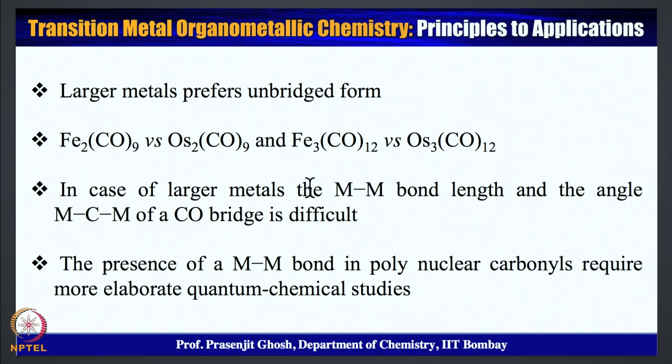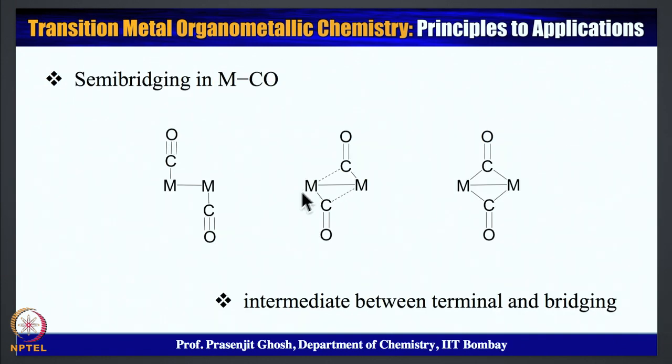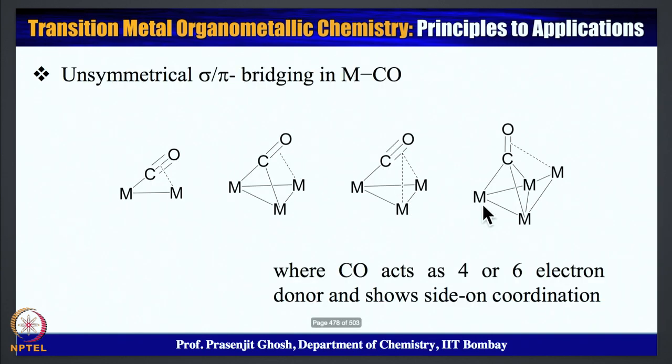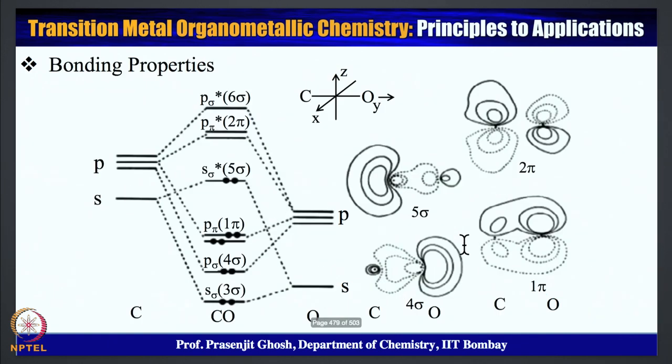Moving on from there, we have looked into the semi-bridging, which is another mode of the carbonyl complexes, and the kind of examples that symbolize it. A lot of unsymmetrical sigma-pi bridging metal carbonyls with 4 or 3 electron donor sides were also discussed, and that shows side-on coordination.